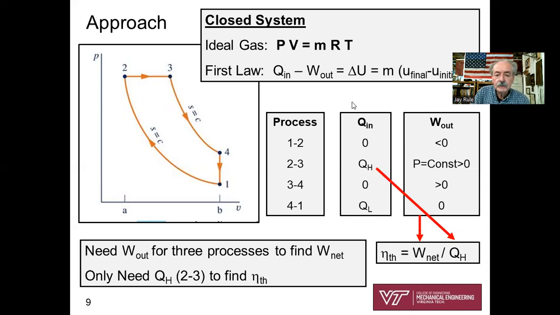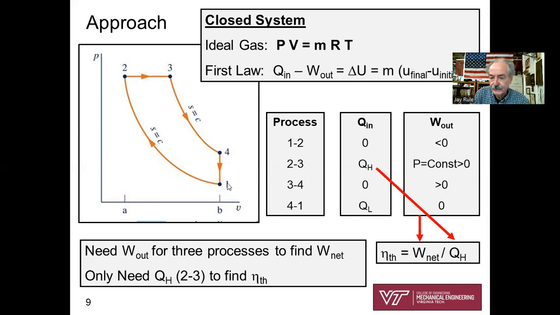What tools are we going to use to analyze each process? We're going to use the ideal gas equation of state, PV equals mRT. We know m. We know R for air. We're also going to use the first law for each process. Q in minus W out equals delta U, and that equals the mass times little u final minus little u initial.